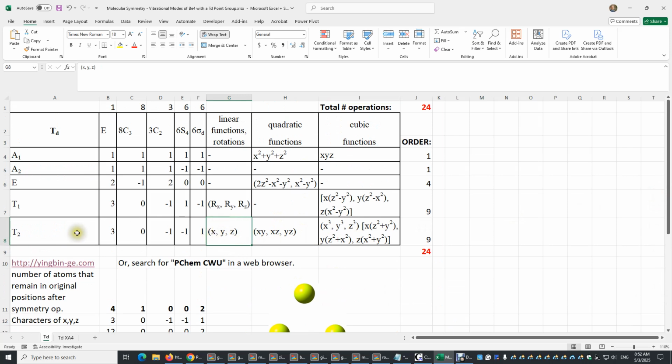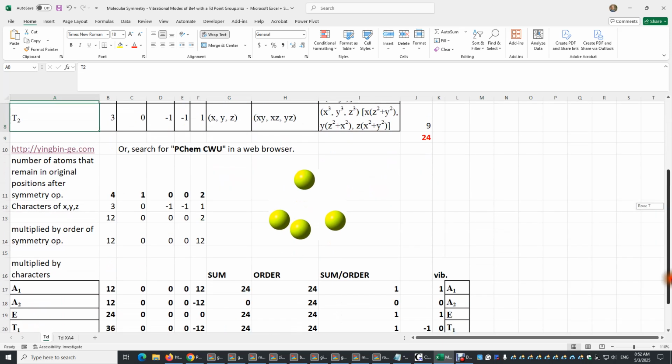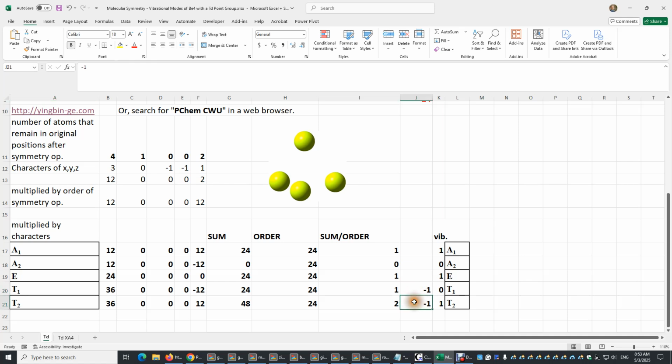We have rotations here, T2 symmetry. Oh, I'm sorry, this is translation. And over here, this is rotation. When you see R sub X, R sub Y, R sub Z, those are the rotations about the X, Y, and Z axes. They belong to the T1 triply degenerate irreducible representation. X, Y, Z translations belong to the T2 irreducible representation. So we need to subtract a T1, and we need to subtract a T2. Again, this is to remove the rotational modes, and this is to remove the translation modes.